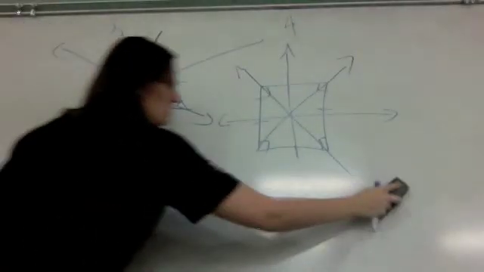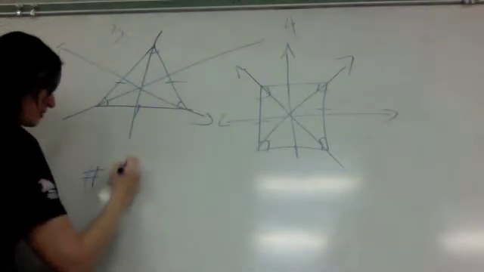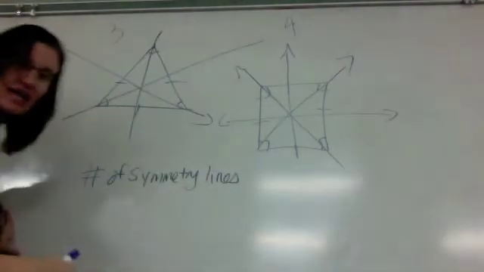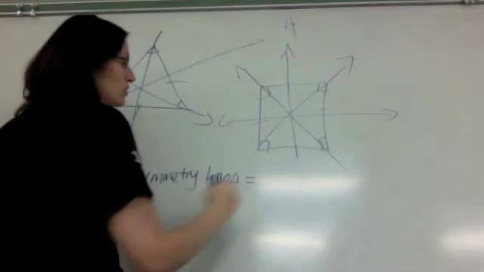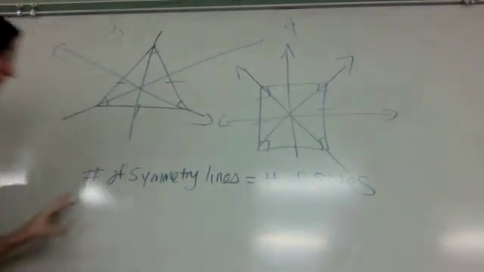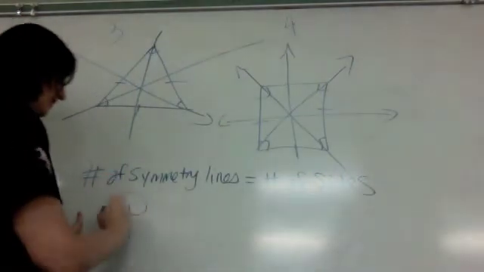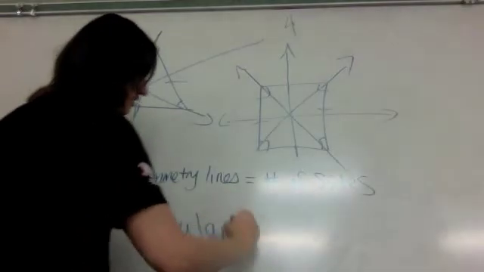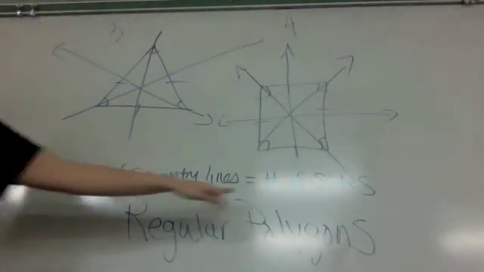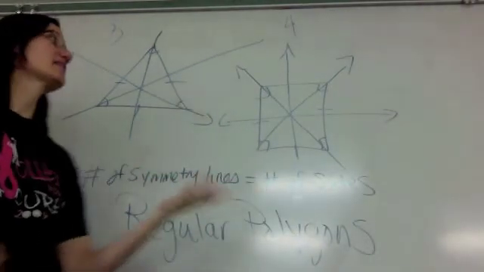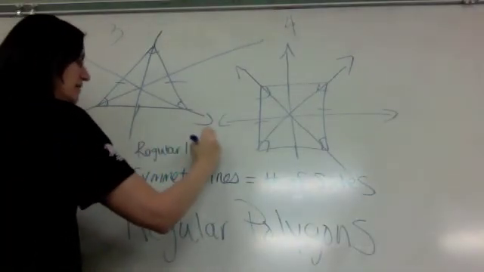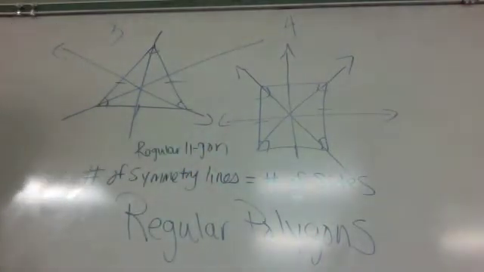The number of symmetry lines for a regular polygon only equals the number of sides the shape has. Okay, this only works for regular polygons. When all the sides are equal and all the angles are equal and it's convex, then your number of symmetry lines is exactly equal to the number of sides. So if I ask how many symmetry lines does a regular 11-gon have, well, the answer is it would have 11 symmetry lines because that's how many sides a regular 11-gon has.